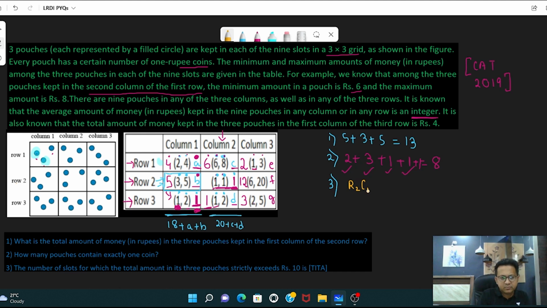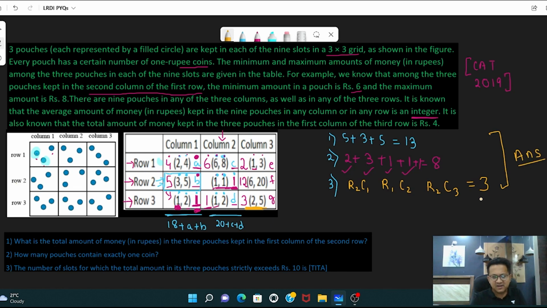Next, row 1, column 2. Then anywhere else? Then row 2, column 3. So how many of them are there? 3 of them are there. The last one is exactly 10. You're not going to count it. So these are your answers, right?